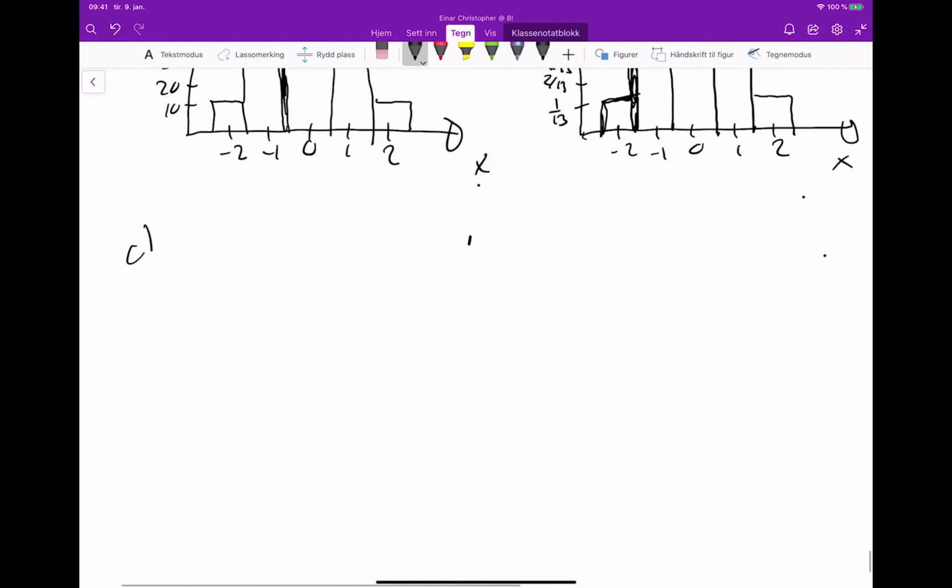And then C. Compute the expectation of x. So the expectation of x is equal to the sum over x, an element in the sample space X, times the probability of x. Or let's write it this way this time.